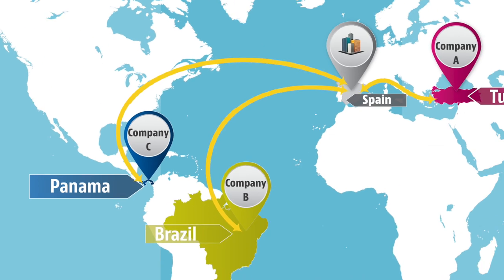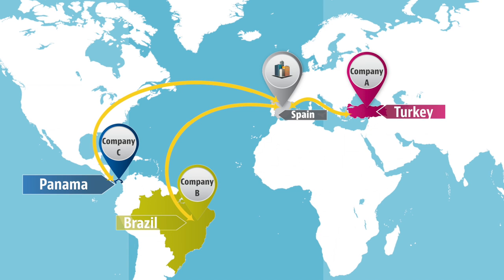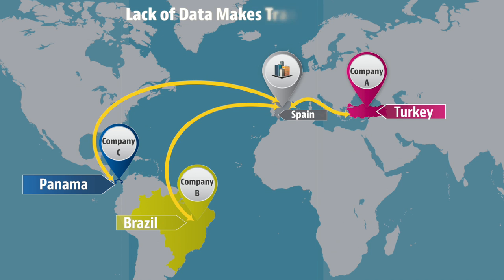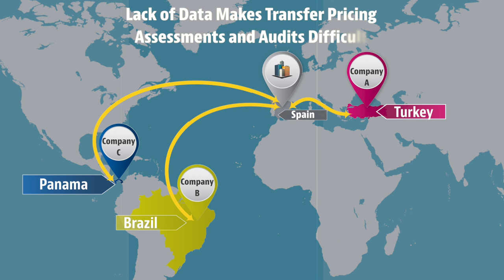Tax administrations in Turkey, Brazil, and Spain have no access to specific information on the group and may be unable to determine where profits are reported for tax purposes. The lack of data makes it difficult for authorities to carry out transfer pricing assessments on transactions between linked companies, and even harder to carry out audits.